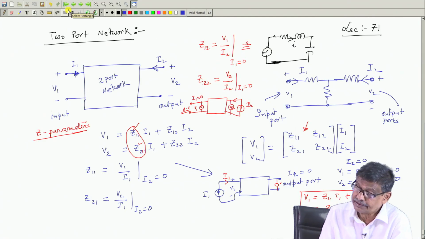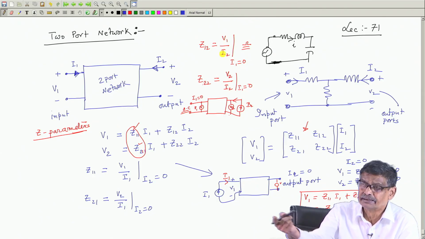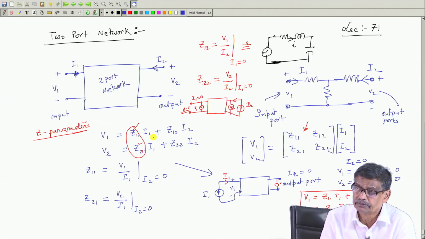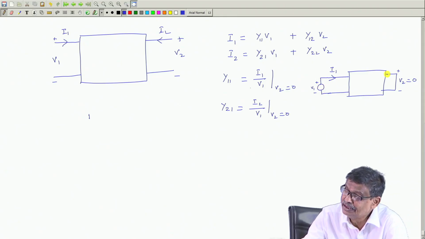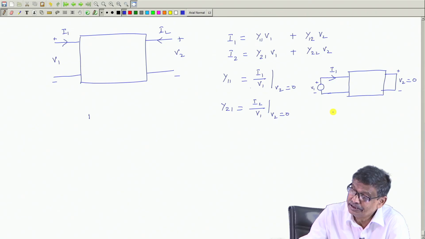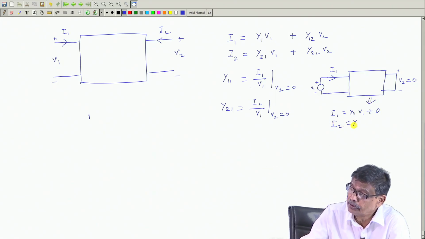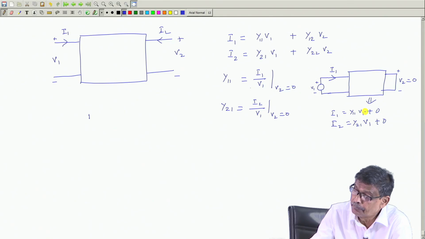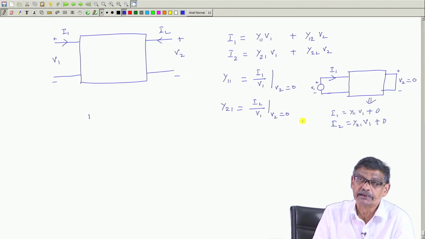In the previous example, it came that Z 1 2, for example, is V 1 by I 2. So I said okay, I will excite the other port with a current I 2 like that. Here I excite this with V 1 volt, keeping V 2 equal to 0. Then what will be the relations? Now I 1 is equal to Y 1 1 V 1 plus 0 under this condition for this same two port network, and I 2 is equal to Y 2 1 V 1 plus 0, because V 2 is 0. Therefore, Y 1 1 is the ratio I 1 by V 1 with V 2 equal to 0, and Y 2 1 will be I 2 by V 1 with V 2 equal to 0. These two parameters you will get. These are called admittance parameters.